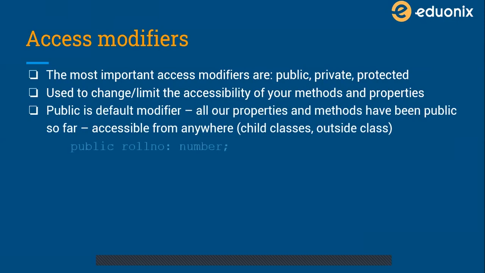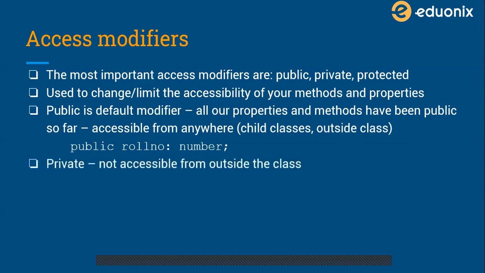So you can do that. So that's your public. On the other hand, if you have to explicitly declare a property or a method as public, then you can use the public keyword and then the name of the property or method, and then you can specify the type. Okay. And then you have your private modifier, which is not accessible from outside the class at all.